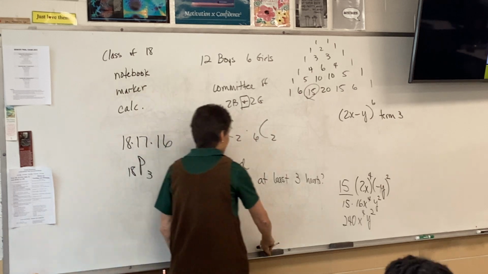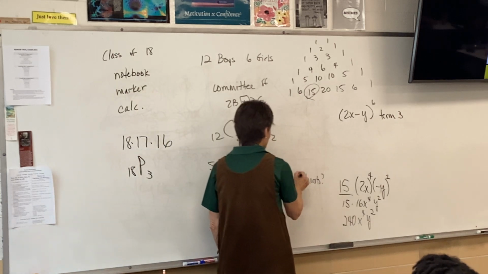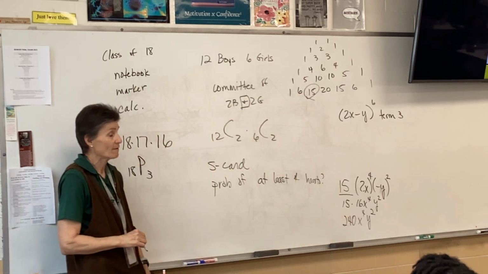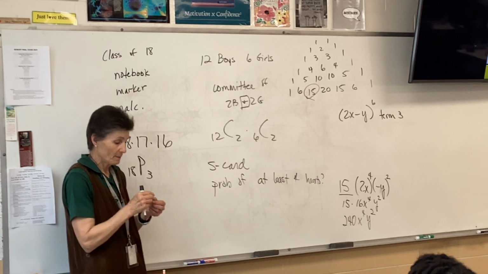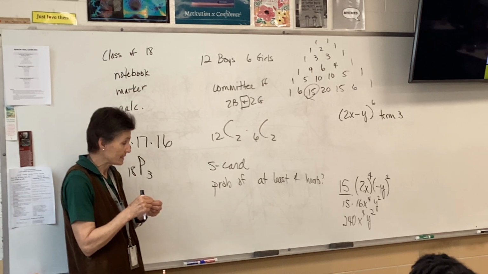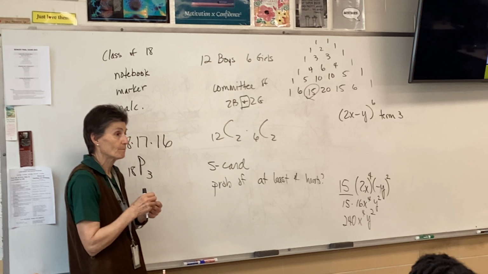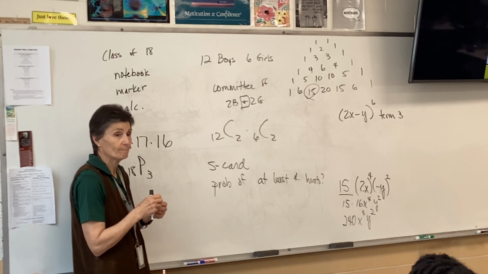Actually, let me make that 4, so it's not such a long problem. At least 4 hearts, 5 cards per hand. What's the probability of getting at least 4 hearts? What's your thought on that?